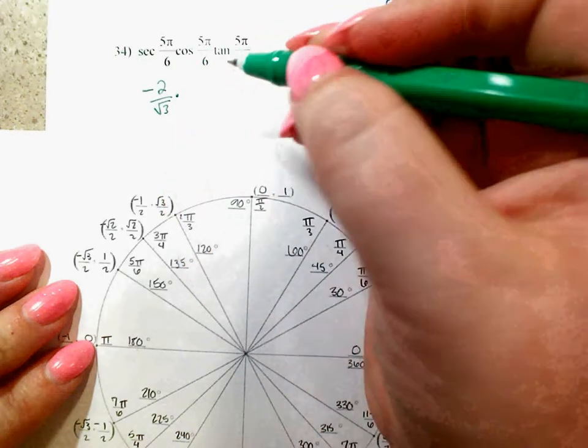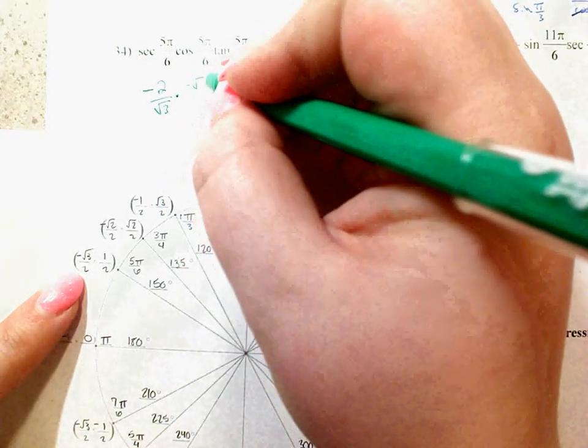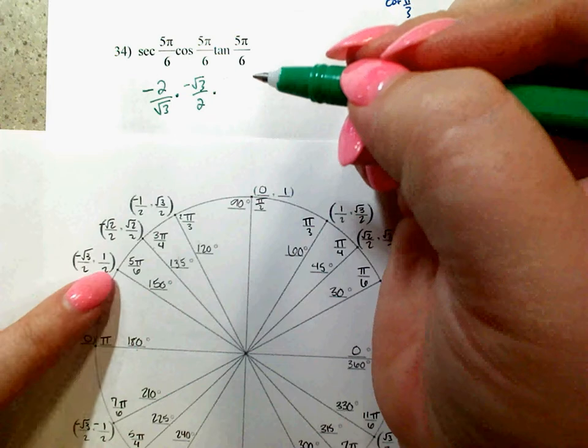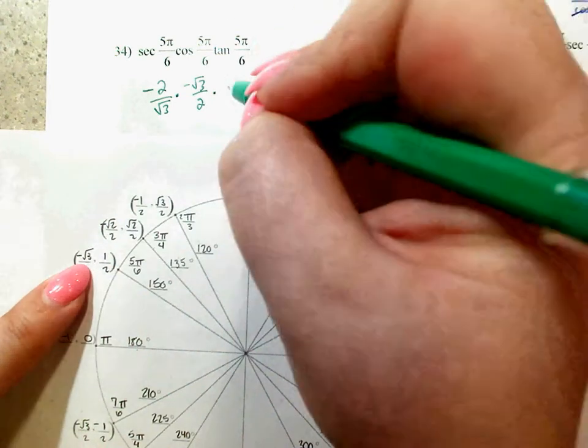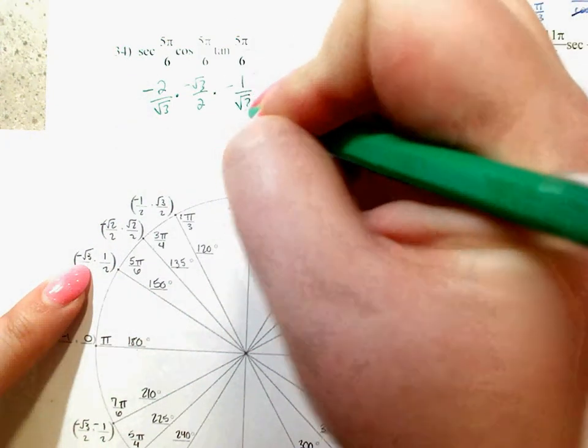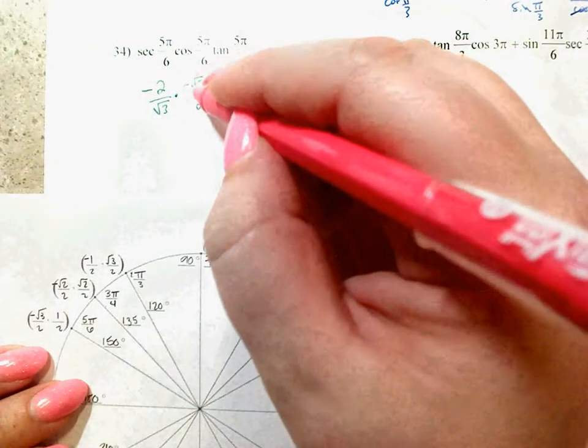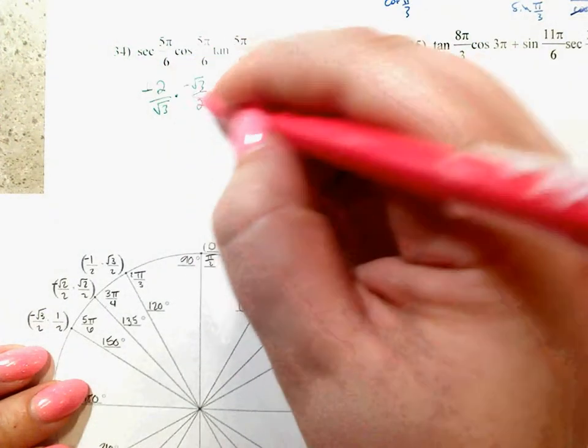Cosine of 5 pi over 6 is negative square root of 3 over 2. And tangent of 5 pi over 6 is sine over cosine. So it's negative 1 over the square root of 3. As far as the first two terms go, they simplify each other out. A negative times a negative, and then the 2's and the square root of 3's, right?